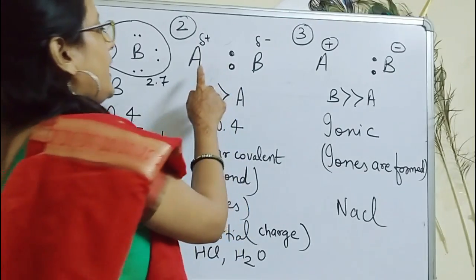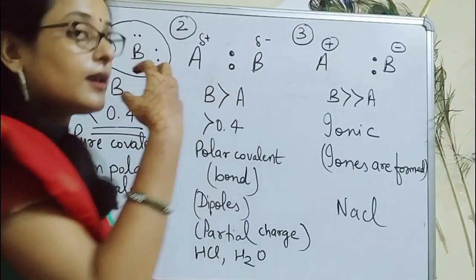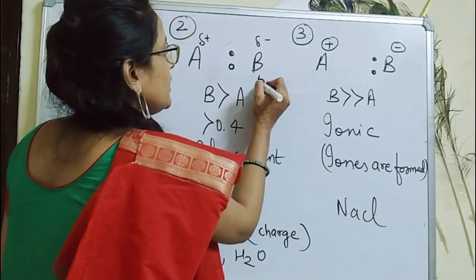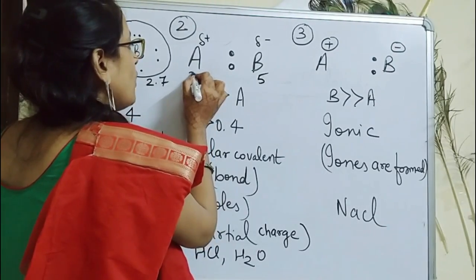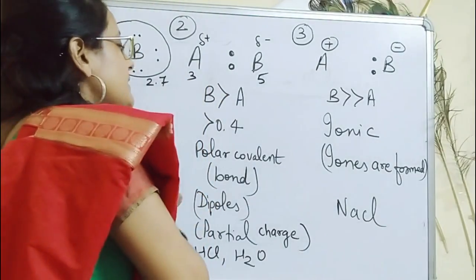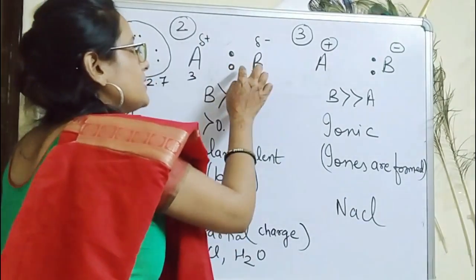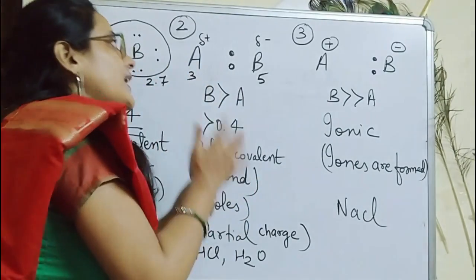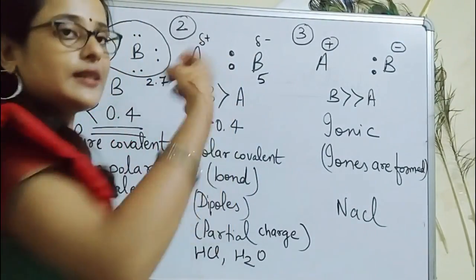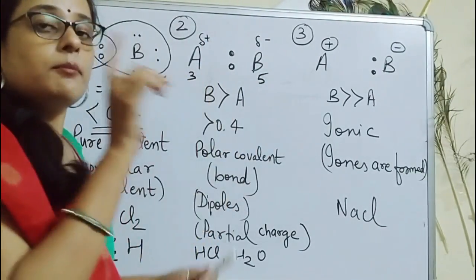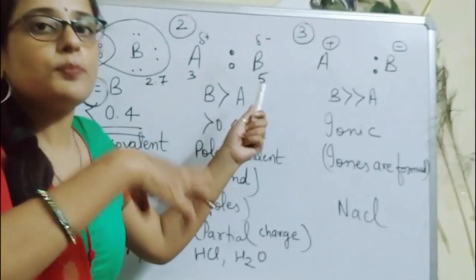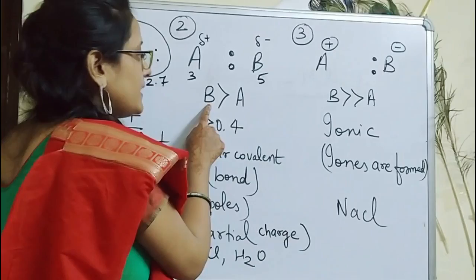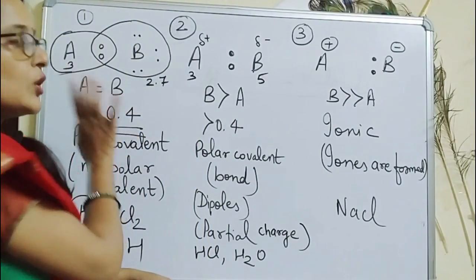In the second case, let's suppose B has a higher value of electronegativity than A. Let's suppose B has a value of 5 and A has a value of 3. In that case, B has more control over the bonded pair of electrons, that is, it has higher electronegativity, so it will attract that pair of electrons towards itself. It will be shared between A and B, but in that case B will have more power, more control over that pair of electrons. Over here I have written the electronegativity of B is greater than A. Over here it was A is equal to B.